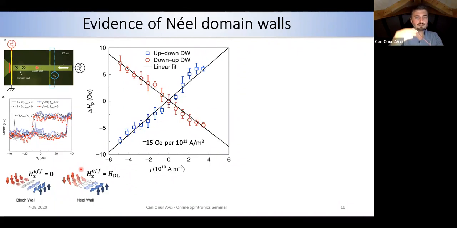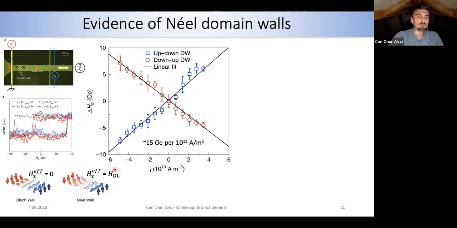Let me briefly explain that if the domain walls were of Bloch type, as shown here, the effective field of this spin current from the spin-orbit torque would actually be 0. Which means that if the domain walls were Bloch type, then I shouldn't see this kind of behavior. Whereas if the domain walls were Néel type, then I should be able to see this kind of behavior.